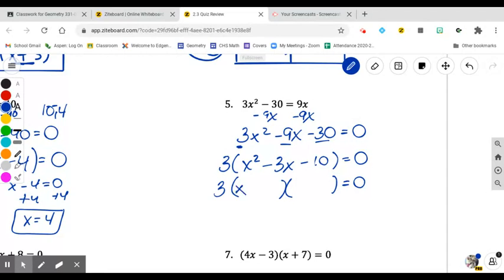So we want to think about numbers that multiply to negative 10 and add to negative 3. Since it's multiplying to a negative, one's going to be negative, one's going to be positive. Remember that your bigger factor matches the sign of the middle term. So my bigger factor is going to be negative. So let's see, 5 and 2, right? So that's going to be negative 5 and positive 2 would multiply to negative 10 and add to negative 3. Once you get that, you set each factor equal to 0 and solve.